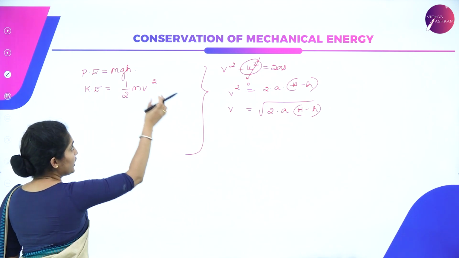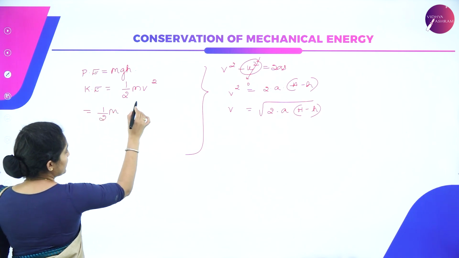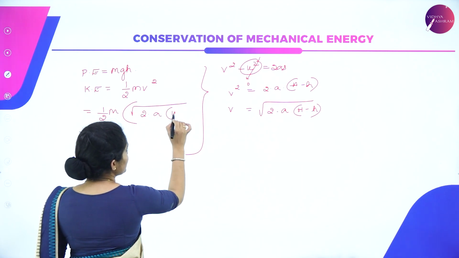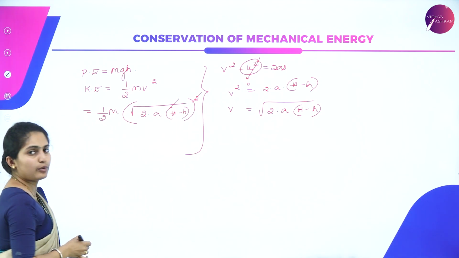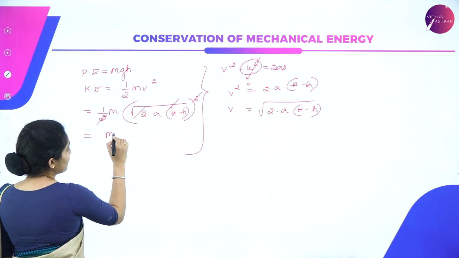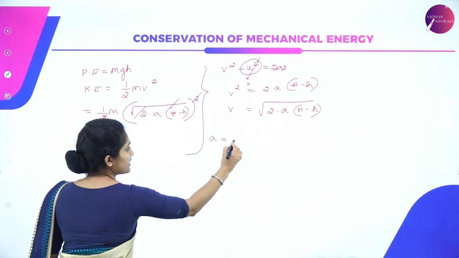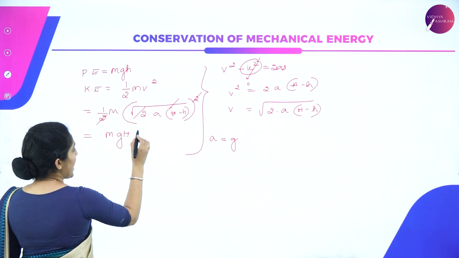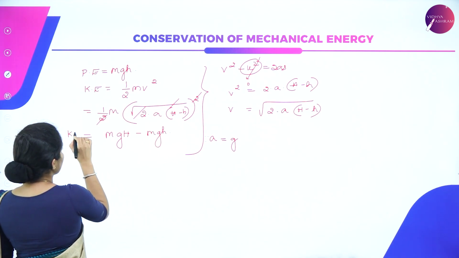Now apply this v on this equation. So we have half m. What is v square? It is root of 2 into a into H minus h, the whole square. So here we can cancel square with square root. So we have 2 and 2 get cancelled. m into a. a is nothing but your acceleration. Since a is nothing but acceleration due to gravity, it becomes mgH minus mg small letter h. So this is your kinetic energy.